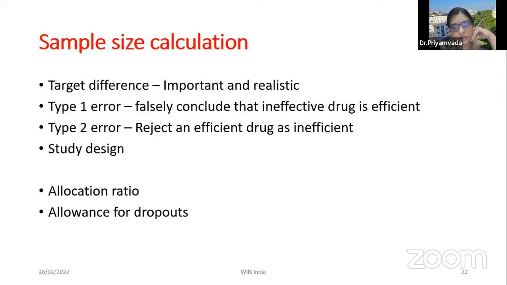You can keep it 1% also. And the type 2 error is 0.2 usually, or in other words, the power is 80%. If you wish, you can keep it as 90% or 95%. But if you keep a small type 1 error and a small type 2 error, that will lead to significant escalations in sample size. And again, your sample size depends on the superiority design or non-inferiority design.